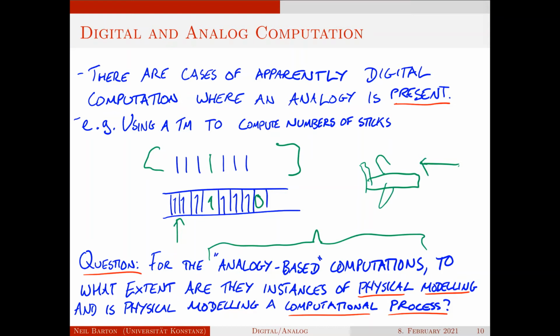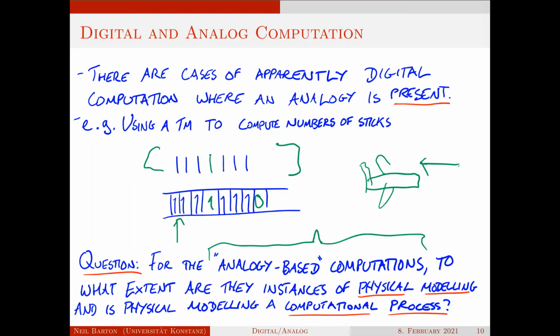So we can ask here, what is the relationship between these more computational processes and physical modeling? Are these an instance of physical modeling? And is, in a way, physical modeling, say with scale models, a kind of computation in a way?